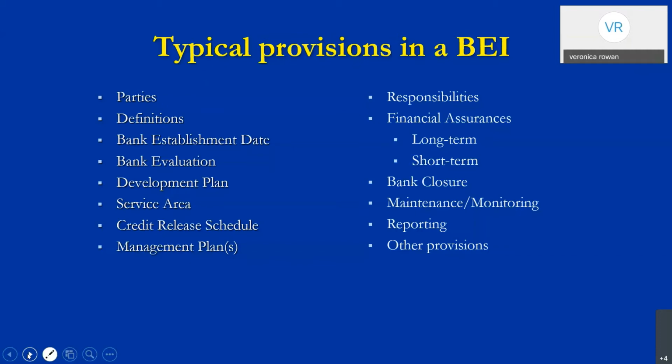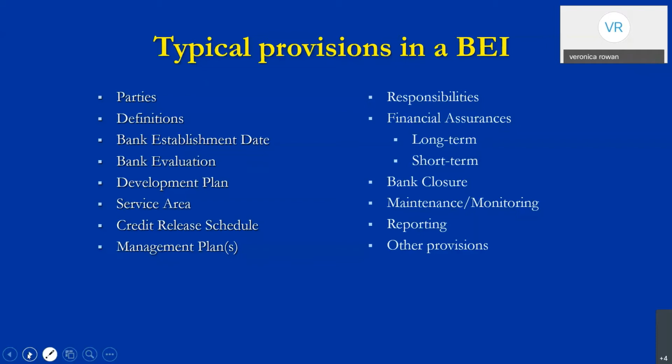Bank closure: what criteria need to be met for the bank to actually close? Normally there is an approval process within the agencies when a bank sponsor requests that the bank close. It doesn't close automatically. There's generally some provision in the BEI that discusses what needs to take place and what criteria need to be met. For example, the endowment should be fully funded.